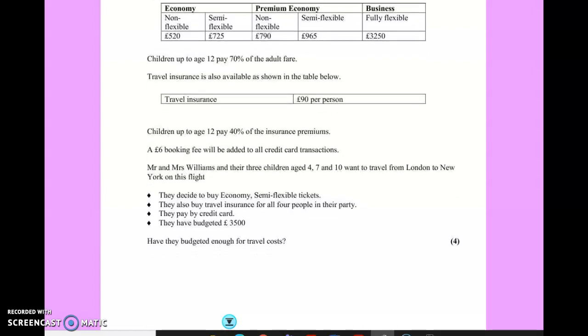Right, let's get to the interesting part. Mr. and Mrs. Williams and their 3 children, aged 4, 7 and 10, want to travel from London to New York. They decide to buy an economy semi-flexible ticket. So an economy semi-flexible ticket is this one here. They also want to buy travel insurance. That should say all 5 people in their party. Sorry about that. They're paying by credit card and they've budgeted $3,500.